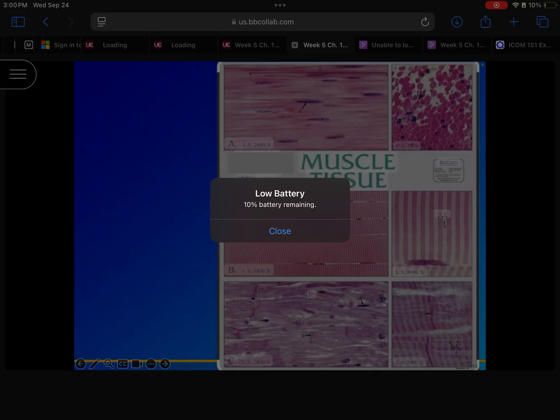All right. Yay, muscle tissue. Let's play a game. What type of muscle tissue is this one? You only have three choices.